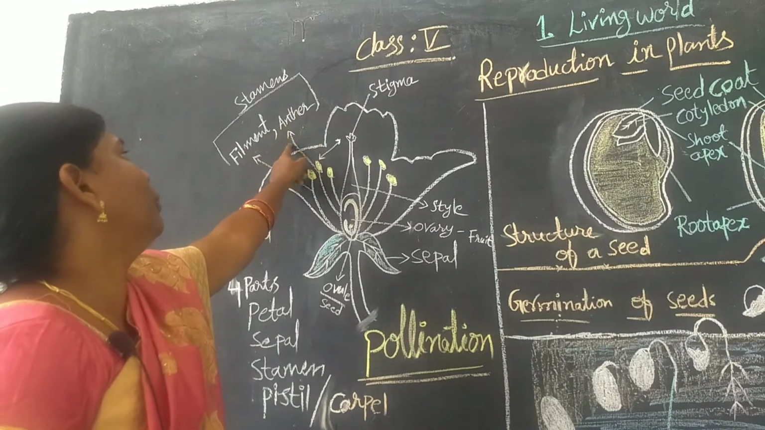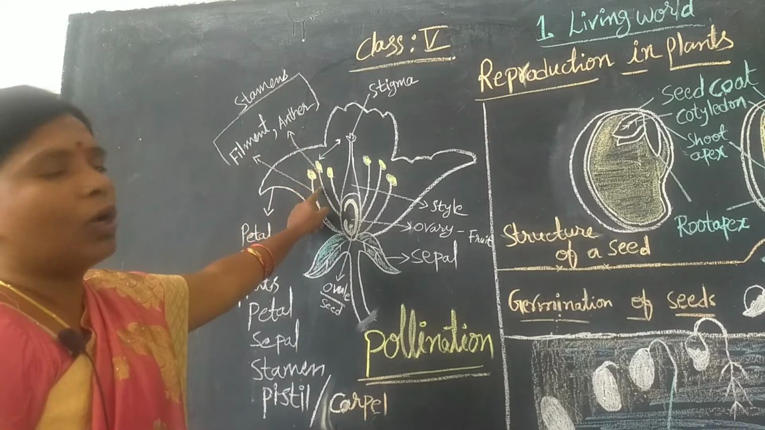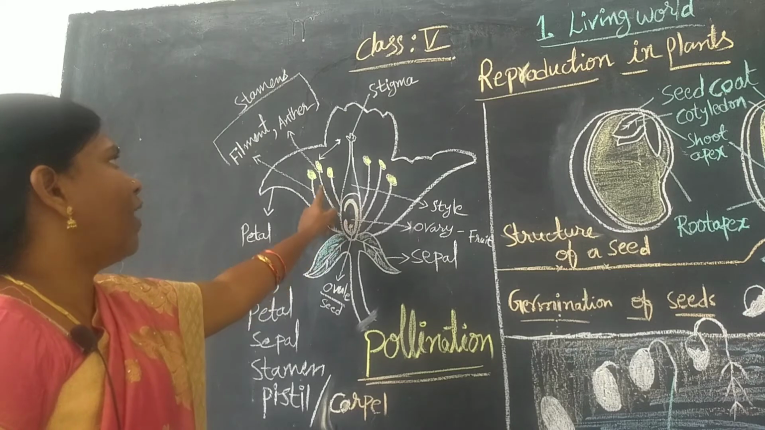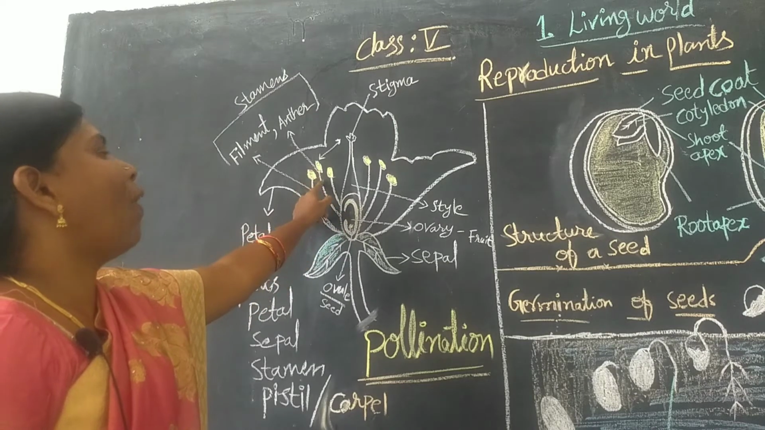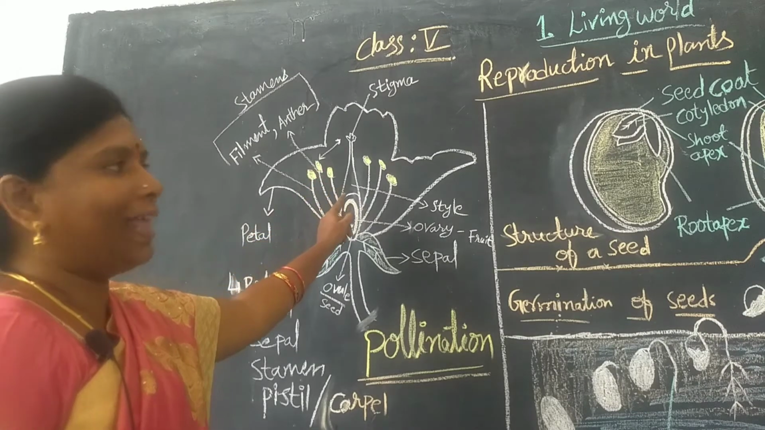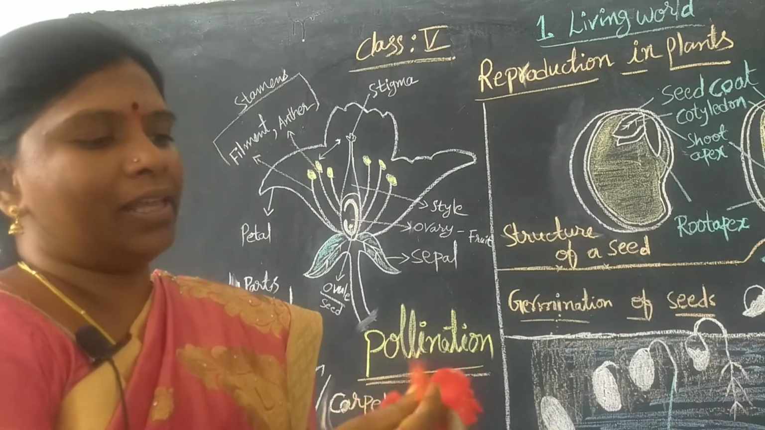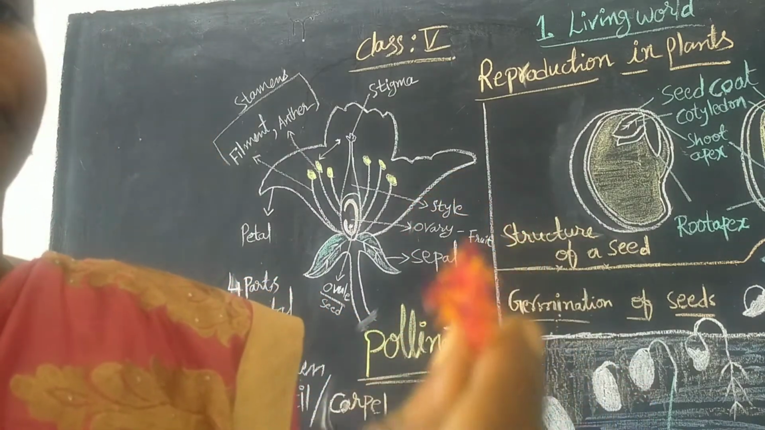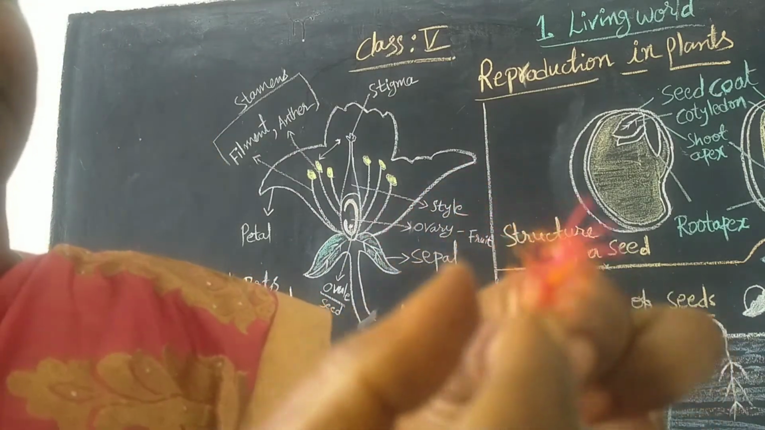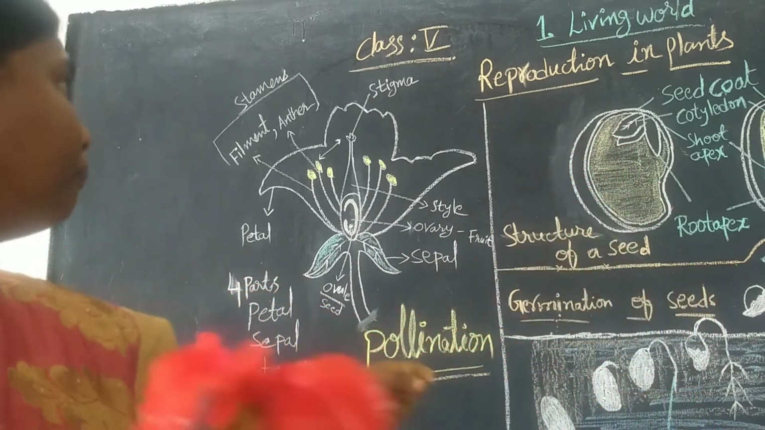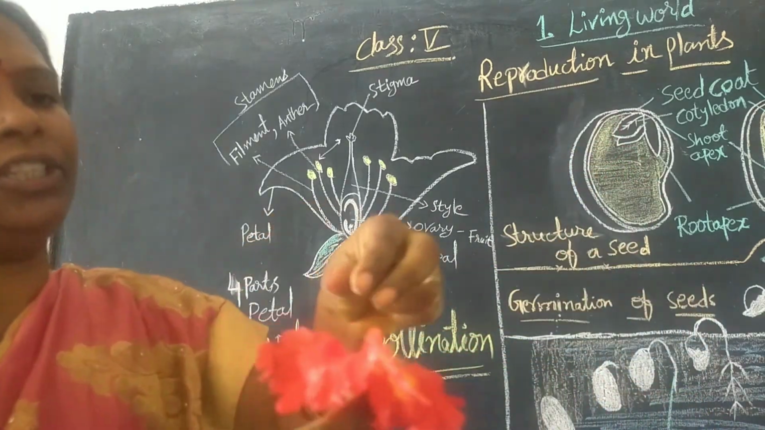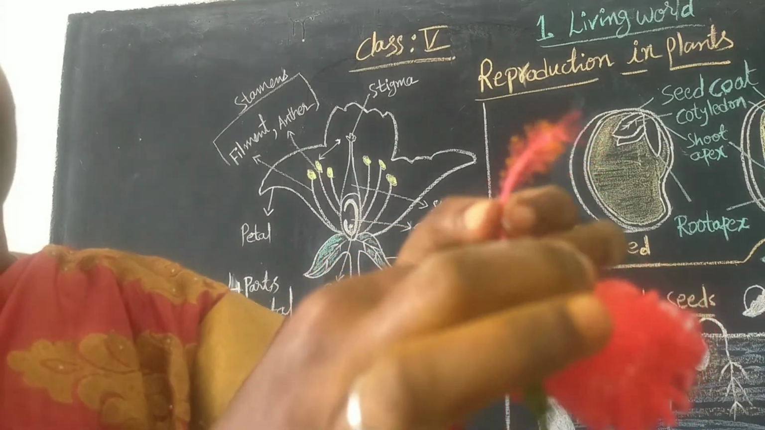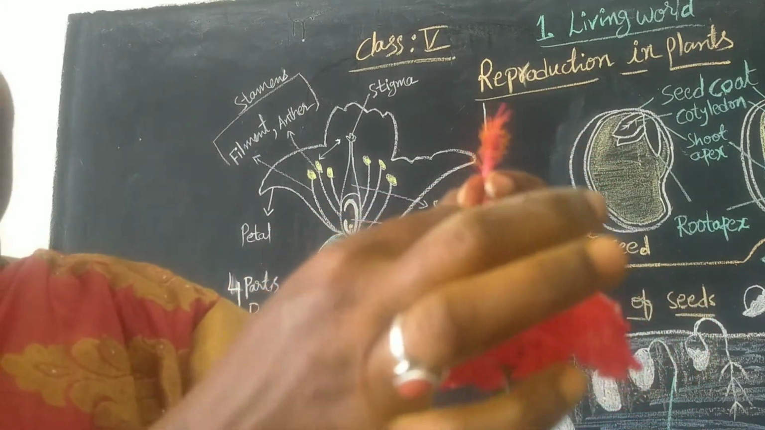Stamen has two parts: anther and filament. What is the function of anther? Why do we need anther? Anther has pollen grains. This yellow color is pollen grains. And here the thread-like structure is called filament. It holds up the anther.